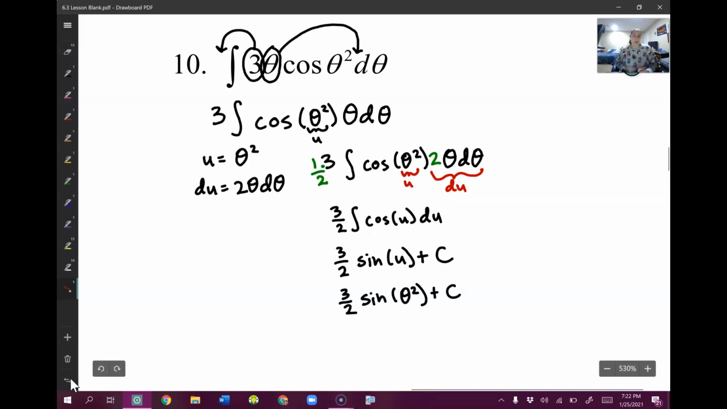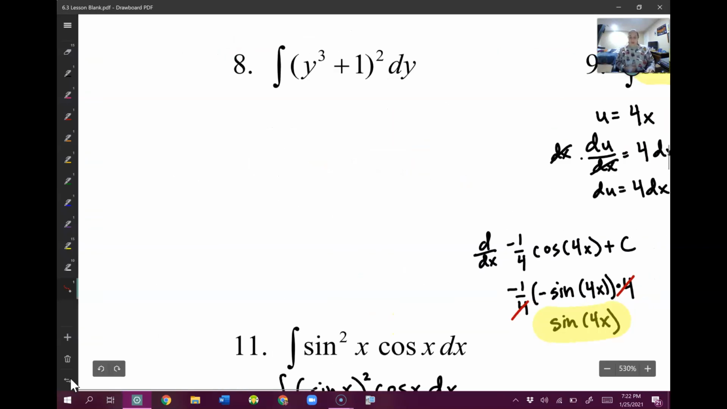That du says we should all be in the variable of u, which we are, check. So integral of cosine is sine of u plus my constant of integration. And then I plug my u back in, and there we go. Let's try number 8, last one.